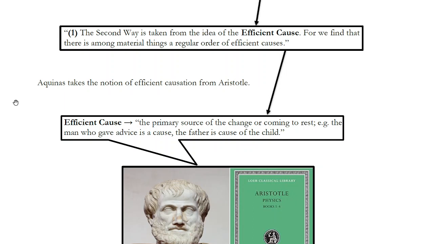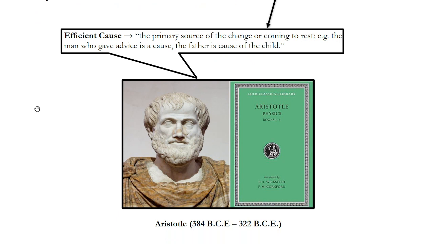So before we can understand the argument, we first need to know what is this concept of an efficient cause. And this is actually a concept that he takes from Aristotle. Aristotle held that there were 4 different kinds of causes, and one of those causes is what he called efficient causation. So here's one way he describes it. Aristotle tells us an efficient cause is the primary source of change or coming to rest. The man who gave advice is a cause, the father is a cause of the child. So anything which brings about a change to anything else, we call an efficient cause.